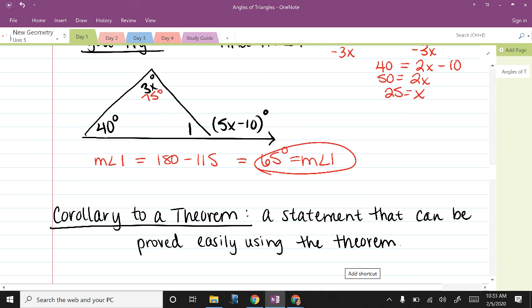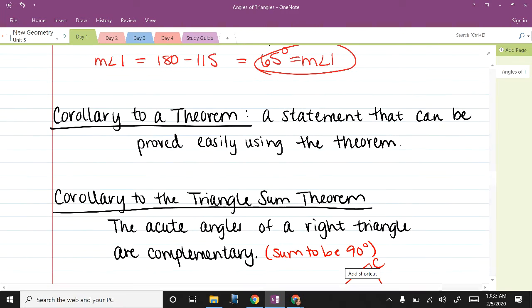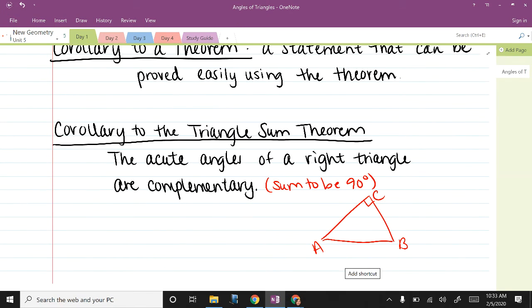It's the third one down, isn't it? Corollary to the triangle sum theorem. So you don't have to write that down because it's right there. And that's a terrible triangle I drew. Okay? So a corollary to the triangle sum theorem, well, the triangle sum theorem says all the interior angles of a triangle add to be what? 180. So a corollary to this theorem says for a right triangle, we got a 90-degree angle, right?